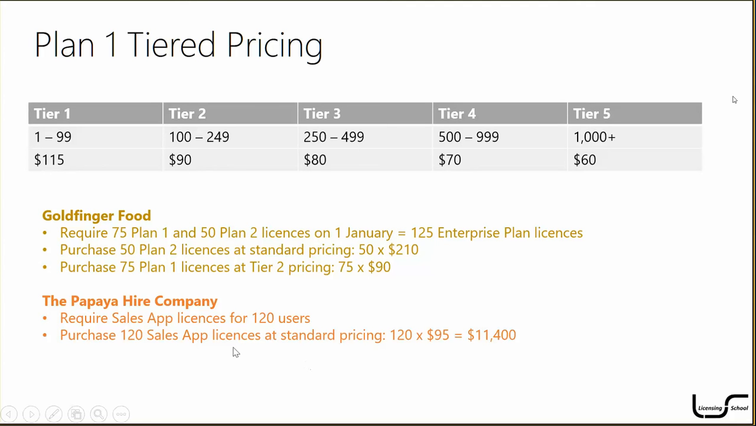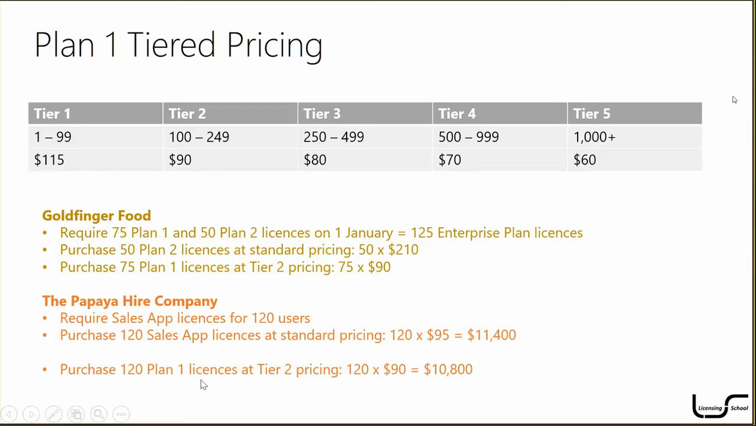However, because of how many they've bought, what about if they'd bought 120 Plan 1 licenses? Now remember, Plan 1 includes Sales App and the other apps. If they bought 120 Plan 1 licenses, we're in Tier 2. Oh, hello, this $90 is less than the $95. I'm going to save some money. So it's really important to work out the best thing for the customer.